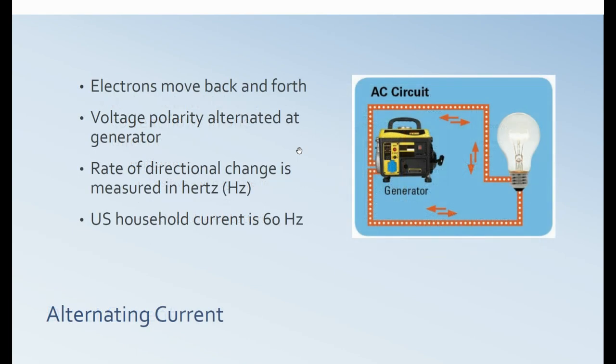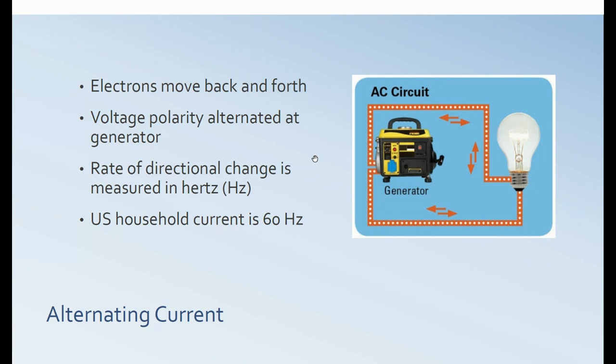We can also have alternating current, and in this case, the electrons move back and forth in the circuit. They don't just move in one direction, they kind of vibrate back and forth in place. And this polarity in that voltage, the moving back and forth, starts at the generator. When we talk about magnetism next week, we'll find out why that is.